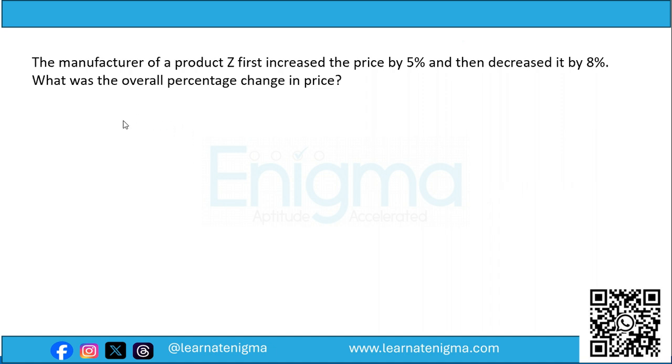Now, when we have successive 2 percentage changes, the formula which we can use is A plus B plus AB by 100. Now, as the first price has been increased by 5%, we can say A is 5 and then it is decreased by 8%. So therefore, we can say B is minus 8.